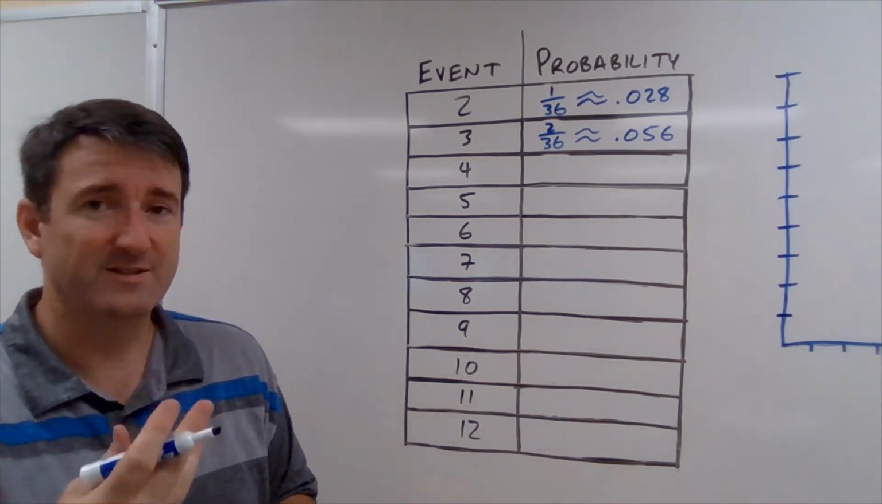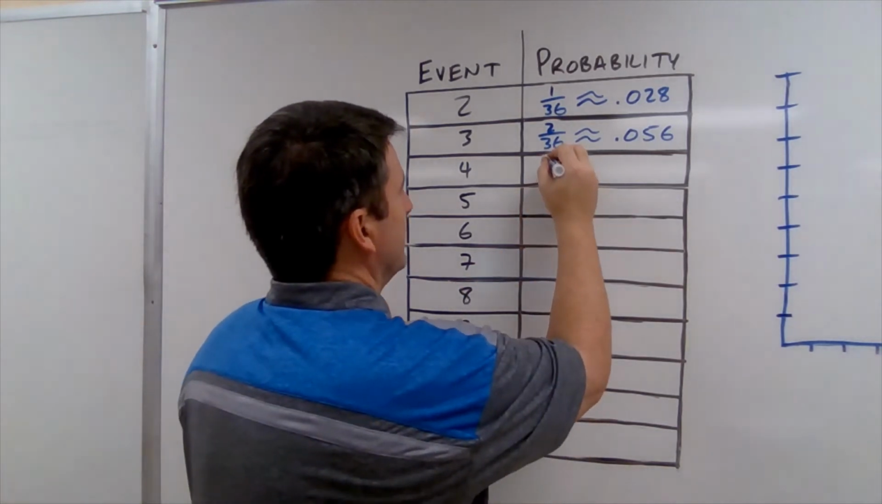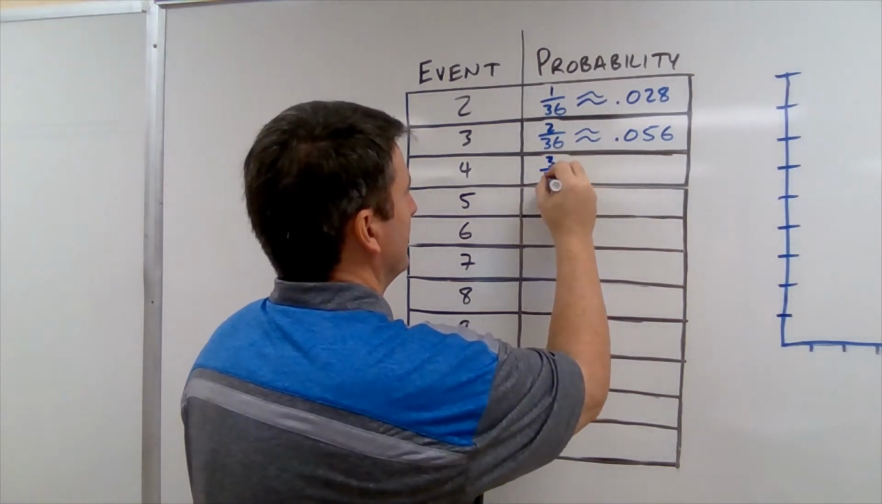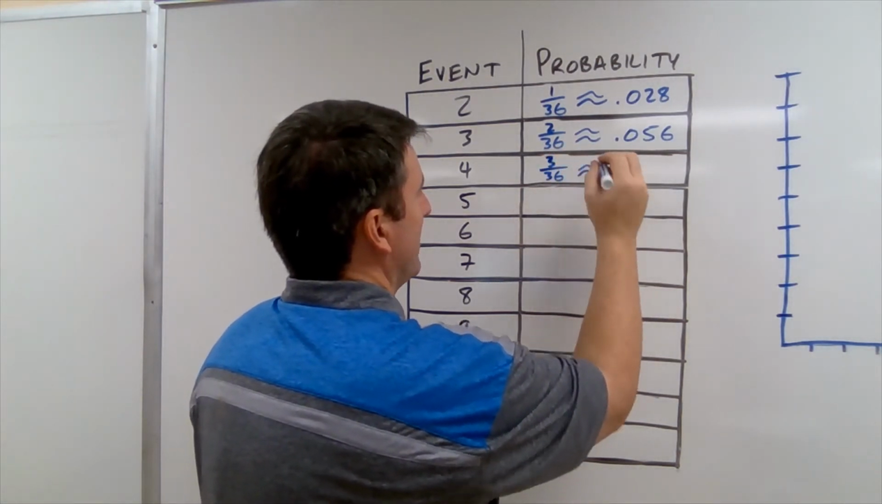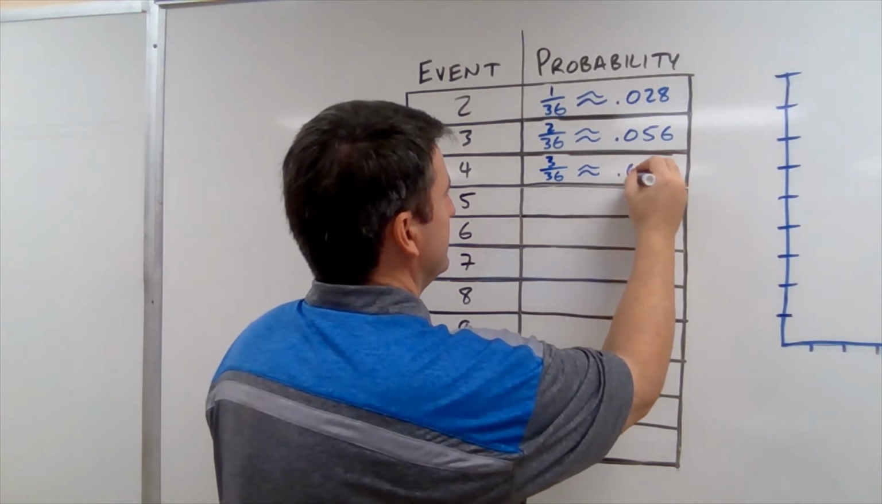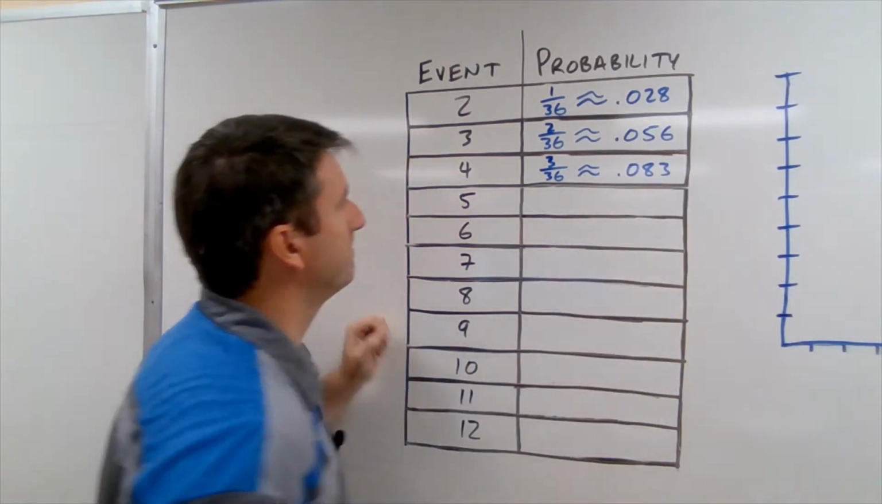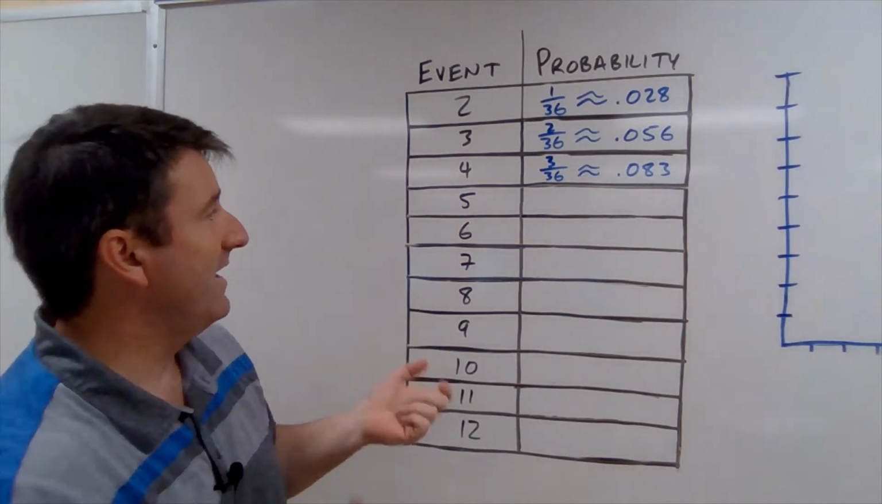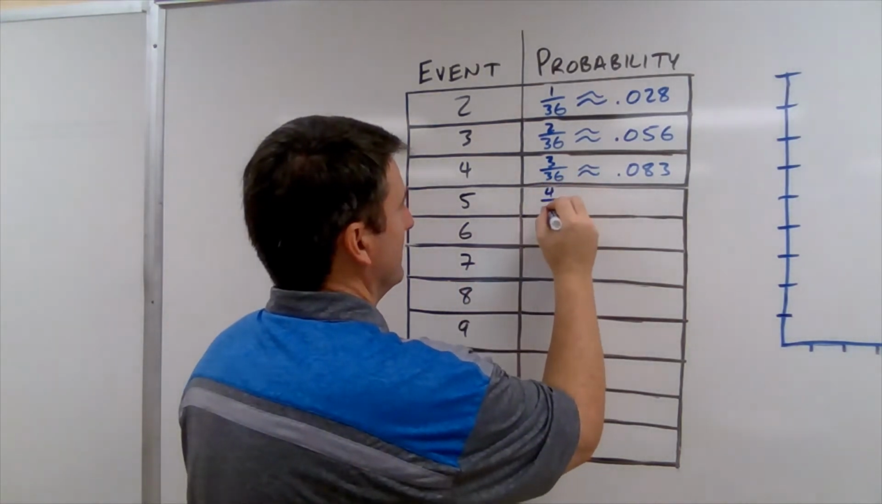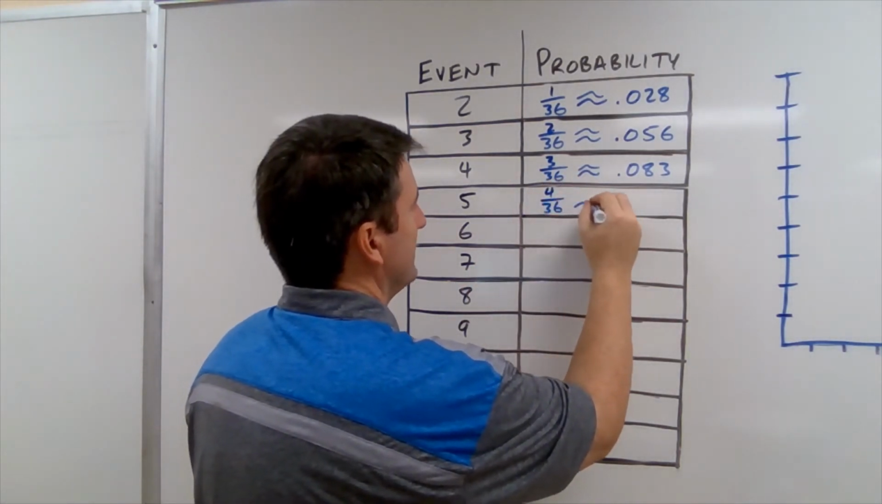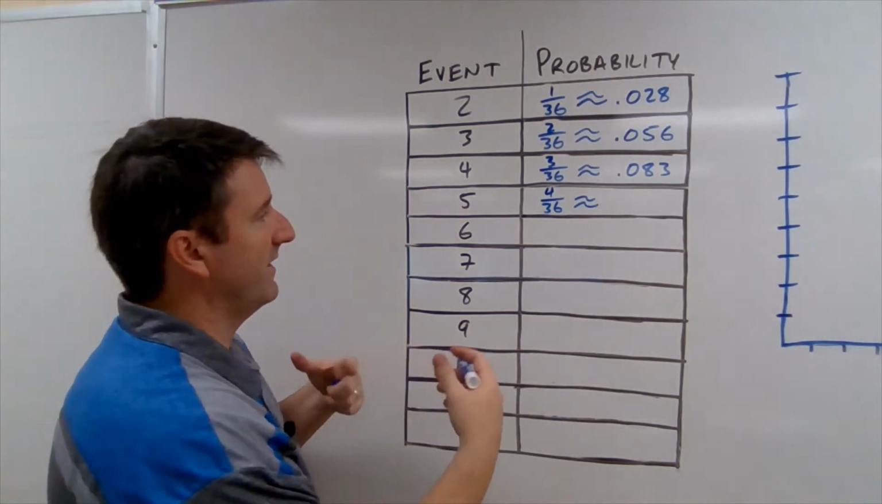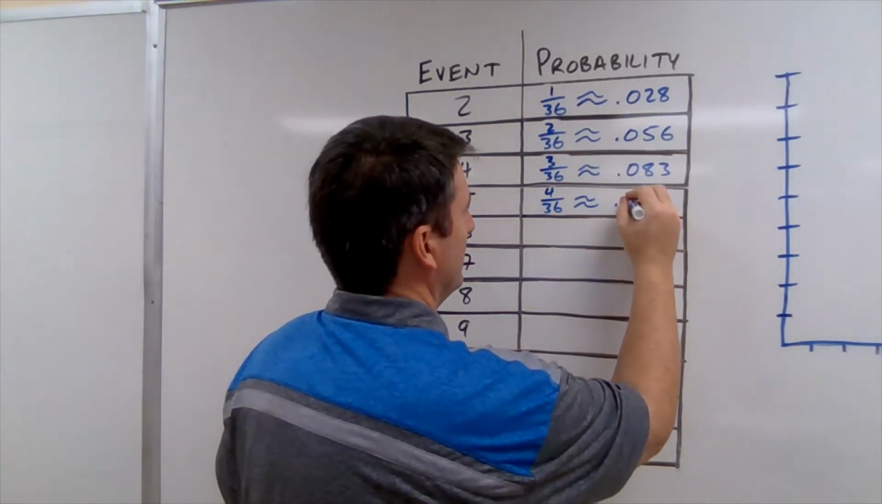For a 4, we could get a 3 and a 1, or a 1 and a 3, or a 2 and a 2. So that's 3 outcomes that give us that event. So 3 out of 36, which is approximately equal to 0.083. For a 5, there's 4 outcomes that give us a 5. So that probability is going to be 4 divided by 36, which is about 0.111.